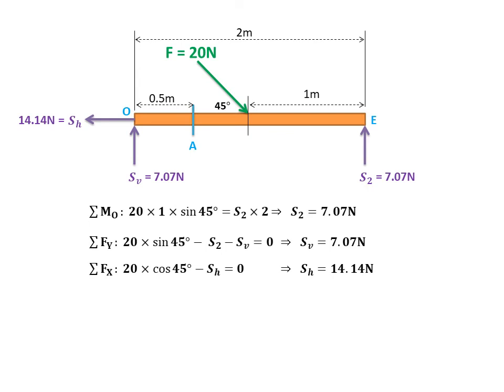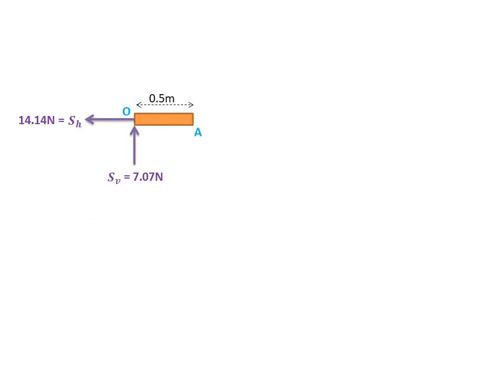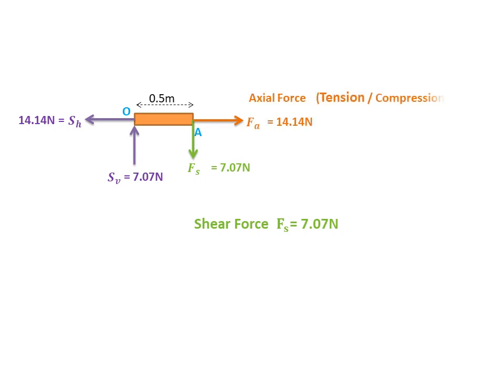Then, let's look at the left part of point A. What should be the shear forces at point A? There are vertical and horizontal internal forces at A. The vertical force is the shear force, which is 7.07 Newton, while horizontal force is called axial force, which can also be called a tension force or a compressive force, depending on its direction. We will learn more about it later.